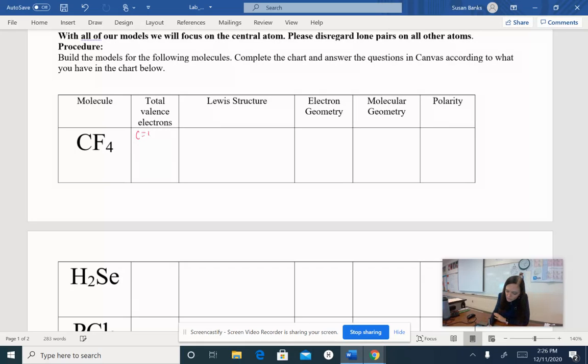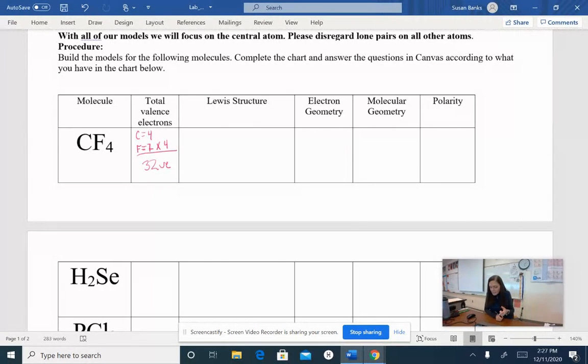So carbon has 4 valence electrons and fluorine has 7. If you don't understand where I'm getting these numbers, go back and look at some of the electron configurations and Lewis structures, the beginning ones. Okay, I've got 7 valence electrons on fluorine, but I've got 4 total fluorines, so I've got to multiply my fluorines by 4. So 7 times 4 gives me 28, plus 4 more gives me 32 total valence electrons.